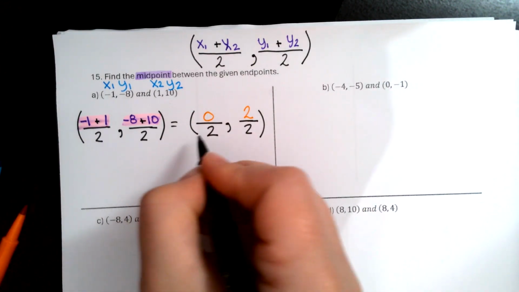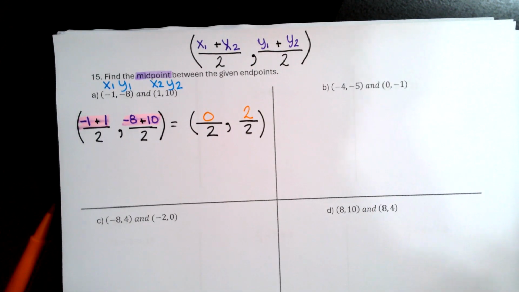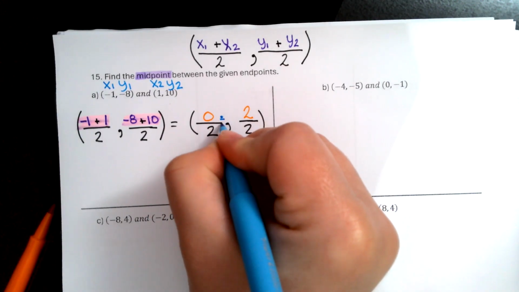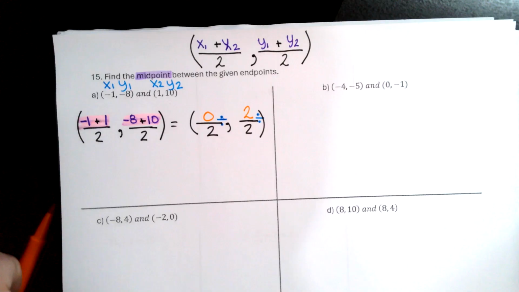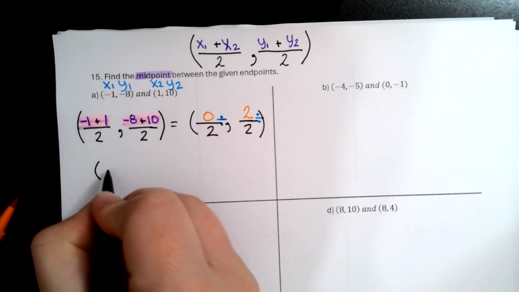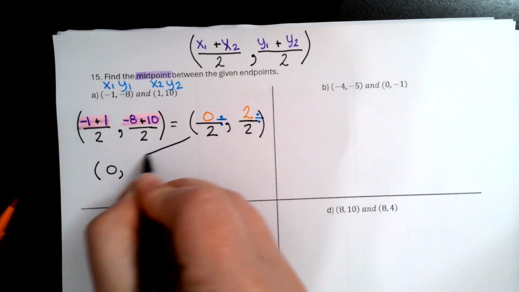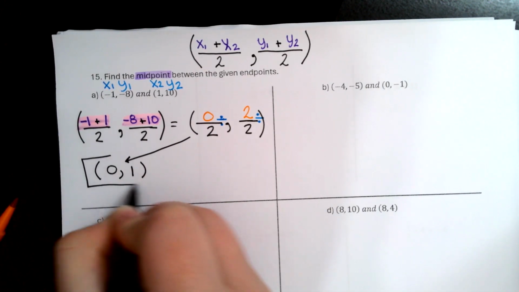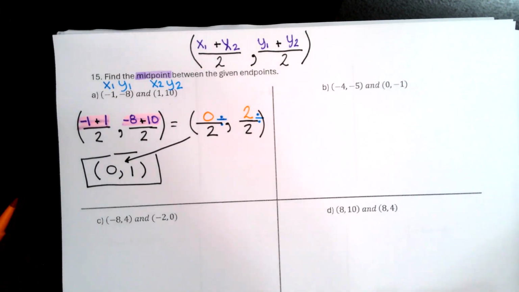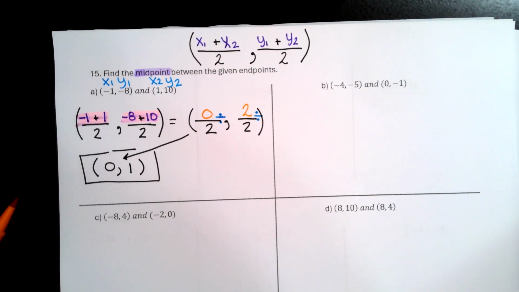Now in this step, you need to divide. So you're going to be dividing 0 and 2. You're going to be dividing 2 and 2. So 0 divided by 2 is 0. And 2 divided by 2 is 1. So your answer is a point, 0, 1 with parentheses. It has to be parentheses.